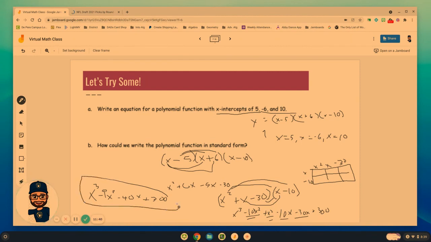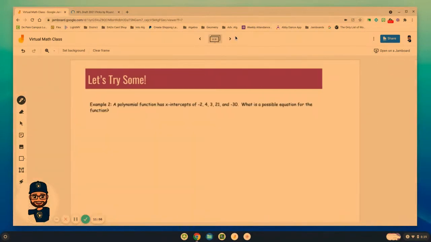And that is in standard form, where we start with x cubed. Okay, so it's a lot of multiplying and a lot of distributing. But the main goal is, can you work backwards to take the answers, those x-intercepts, and turn them into the factors? See if you can't do that with this problem. What is a possible equation, right, in factored form? I don't need you to go to standard. What is a possible equation in factored form?